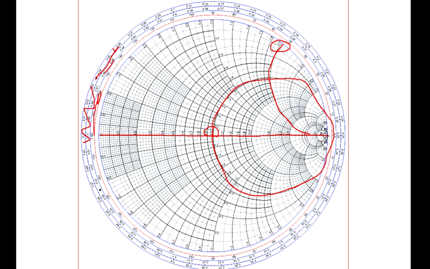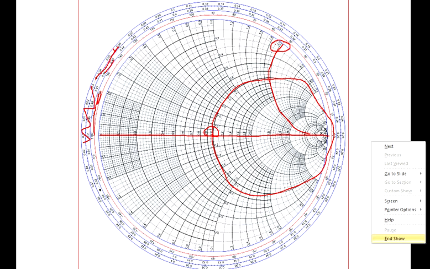Okay, that ends our introduction to some of the mechanics of the Smith chart, and we'll look at a real example of characterizing a transmission line in part 2.